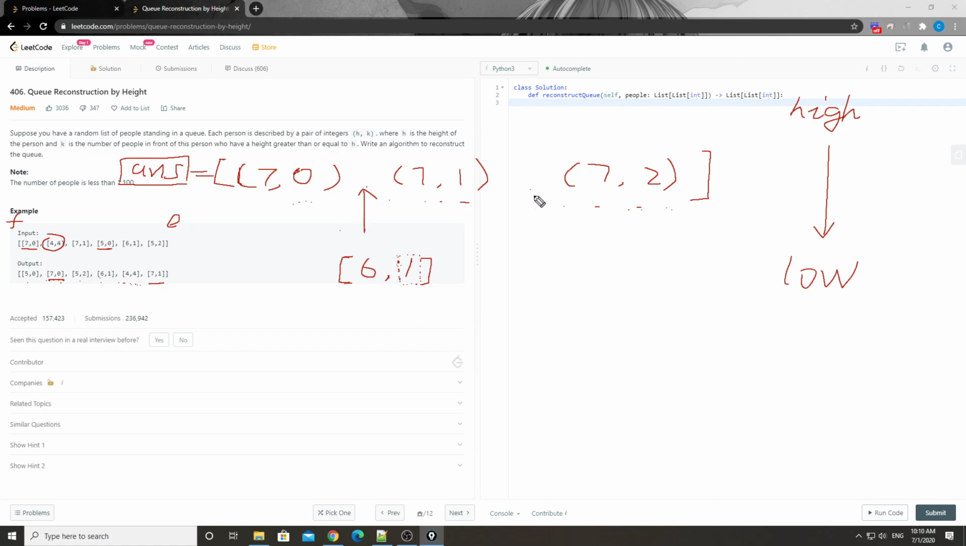Okay, let's say there's another one. Let's say at height 6 we have two elements. Let's say we have another 6, it has to be 6 3. Think about this: is it possible that we have a 6 1 and then a 6 2 here? No, right? Why?